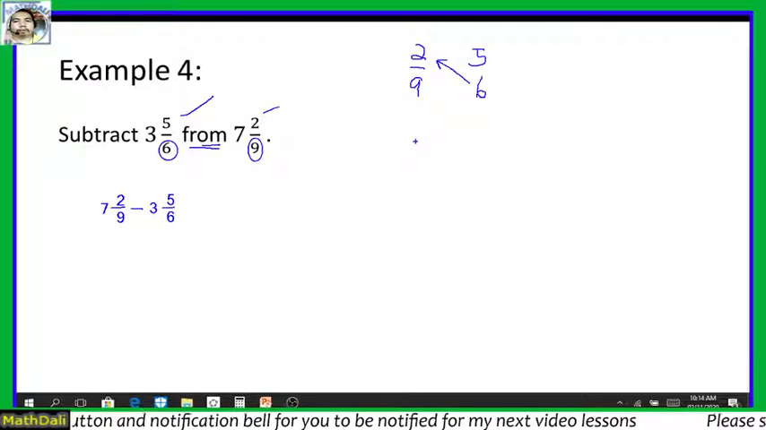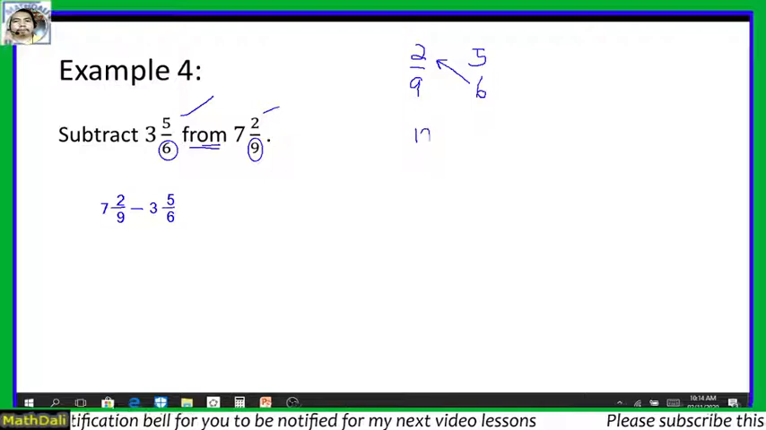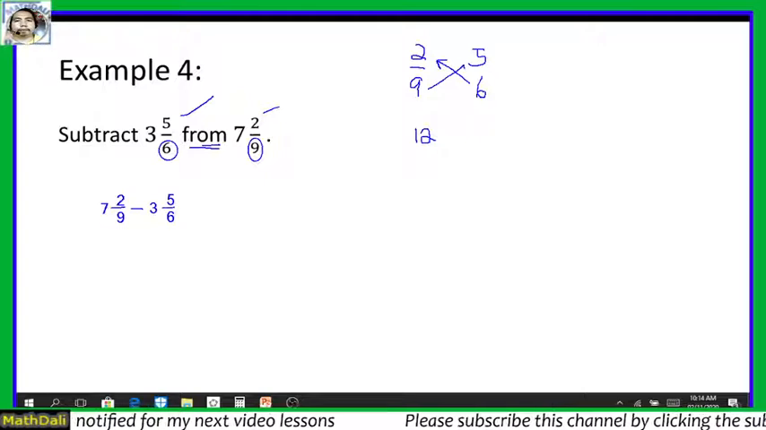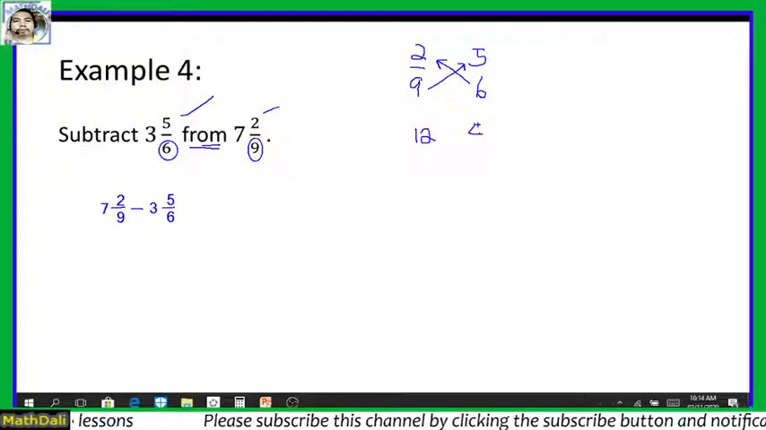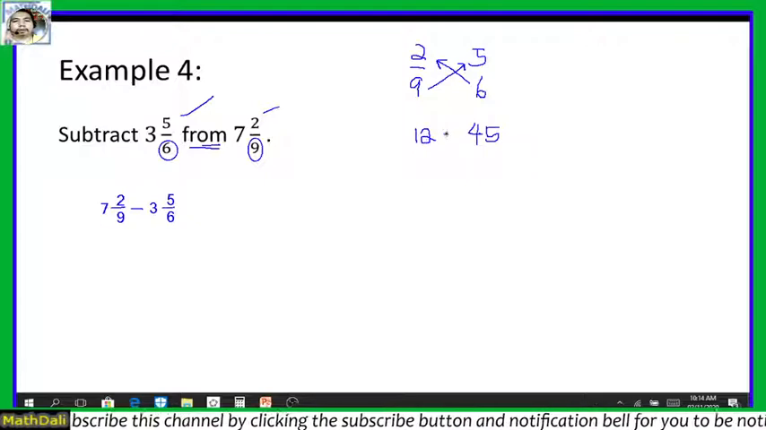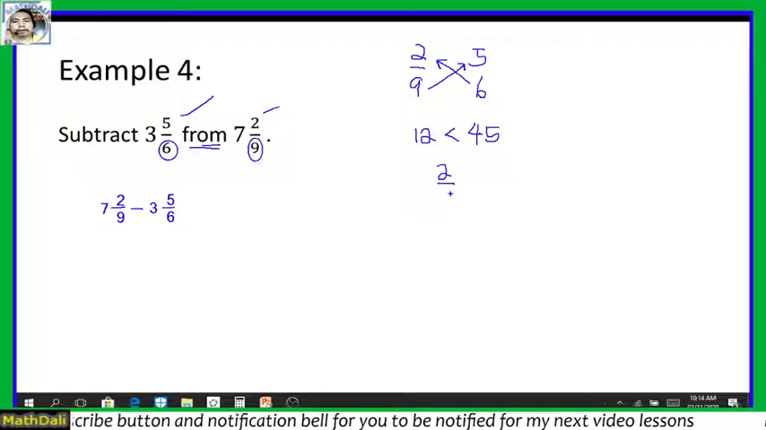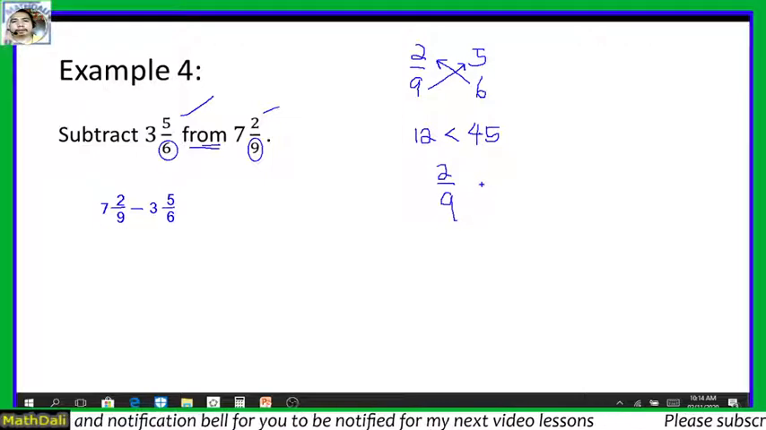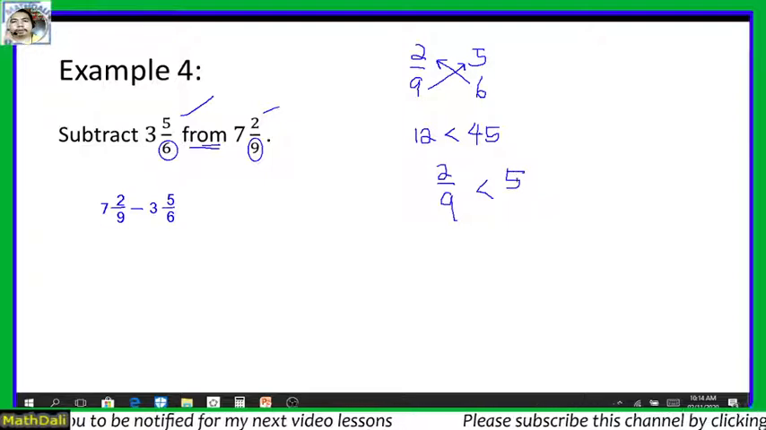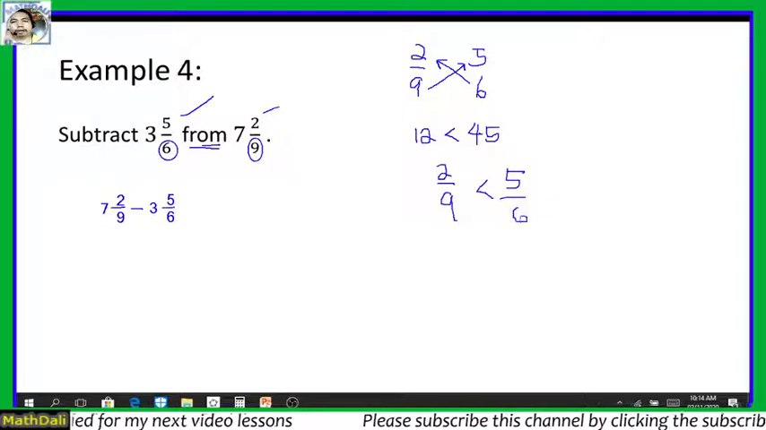2 times 6, that is equal to 12. Then, yung 9 dito, imumultiply nyo dito sa 5. Cross multiply. 9 times 5, that is equal to 45. Okay, makikita nyo sa product nito, 12 is actually less than 45. So, meaning, yung ating fraction na 2/9 ay less than sa fraction na 5/6. Okay, so anong gagawin natin dito?